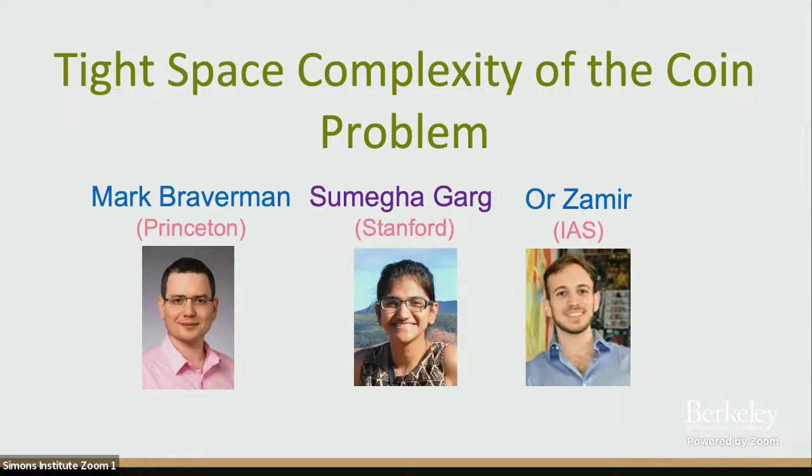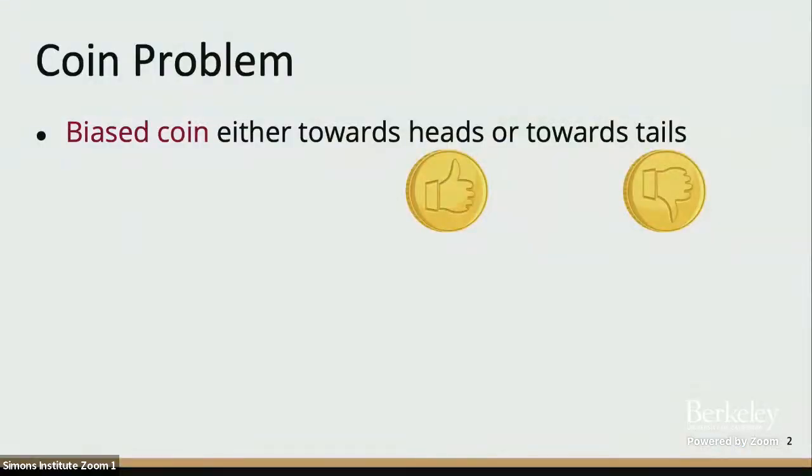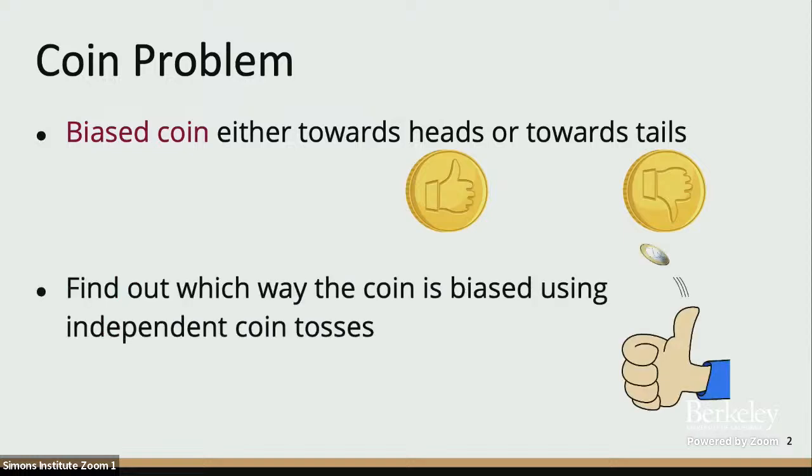And today we'll talk about a joint work with Mark and Orr, which investigates the space complexity of the coin problem. So what's the coin problem? You are given a biased coin, which is biased either towards heads or towards tails, and you want to figure out which way it is biased using independent coin tosses.